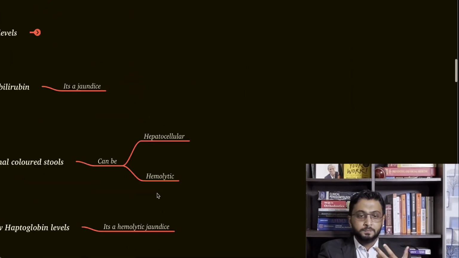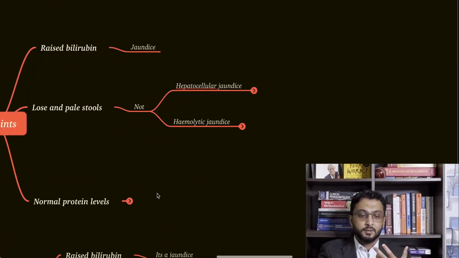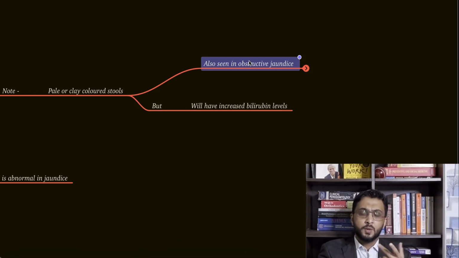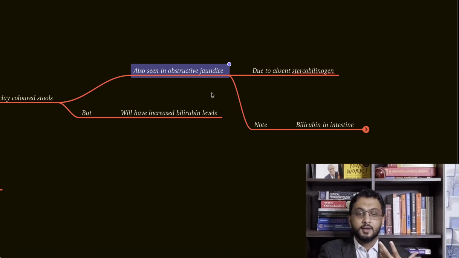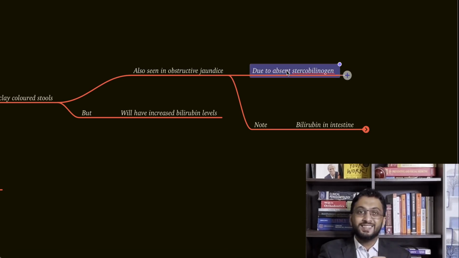Now you'll ask me a question. I told you two conditions where you can get pale colored stools. One is bile acid malabsorption, I'm going to come to that. Second, I said, is obstructive jaundice. Now why this color change?